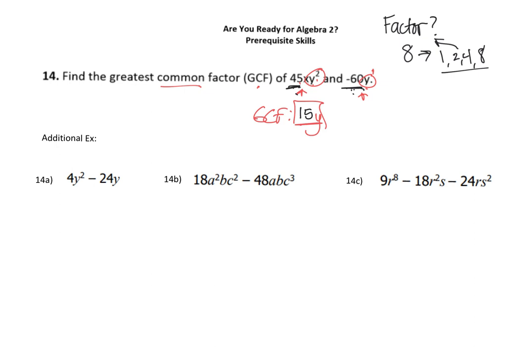Looking at 14a that I've added to our examples here, I want to factor by finding the greatest common factor for 4y² minus 24y.